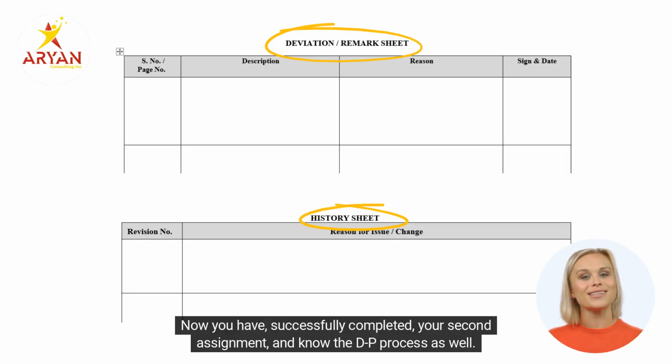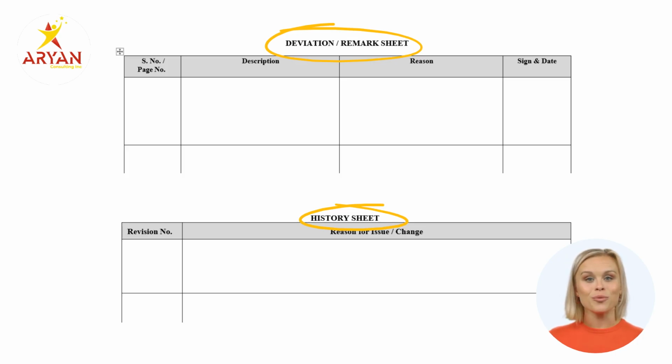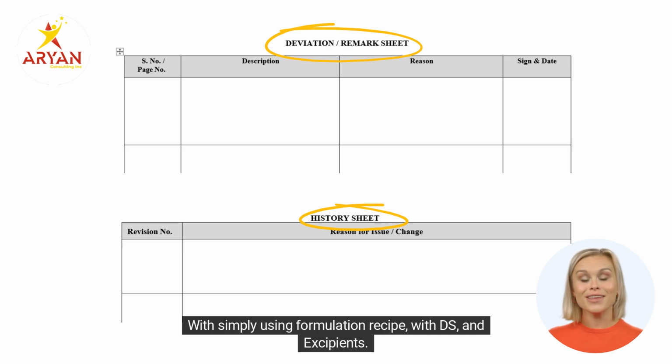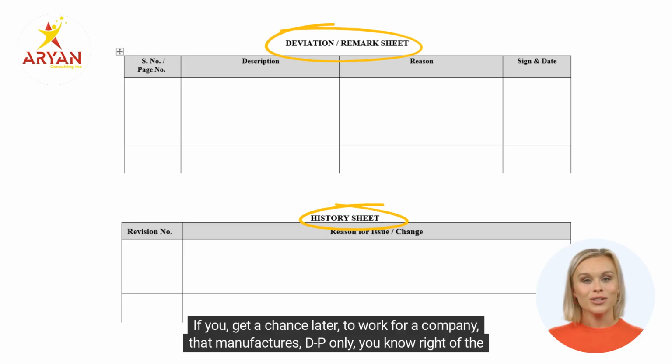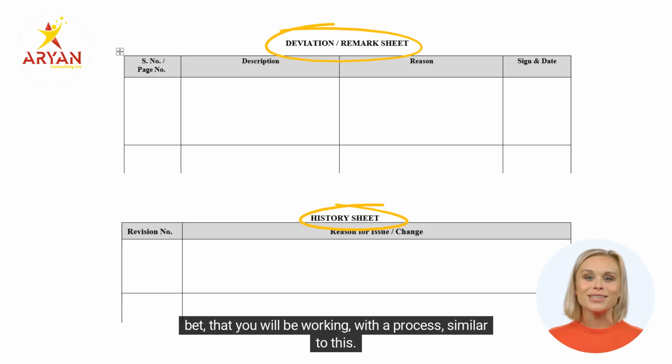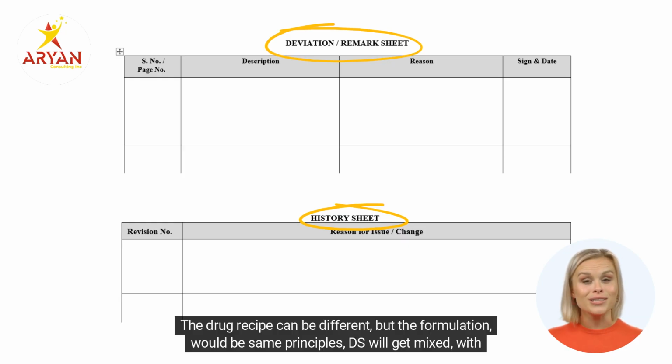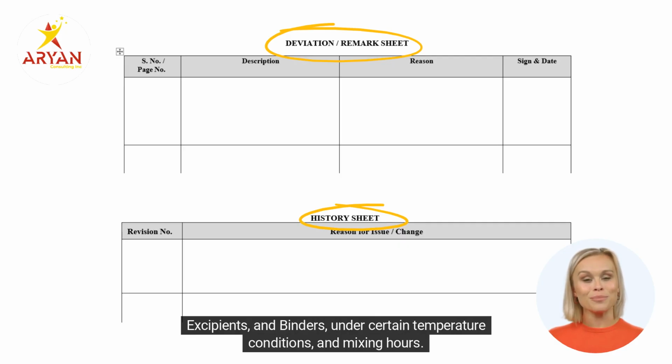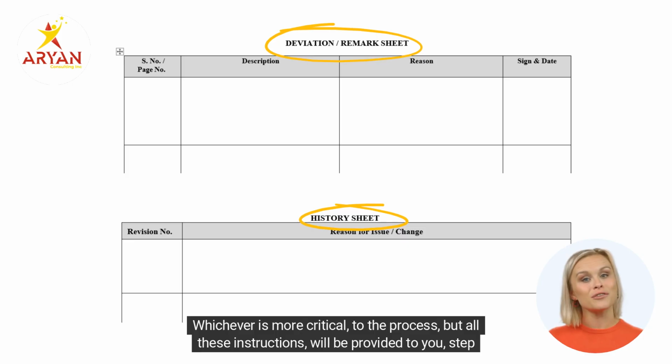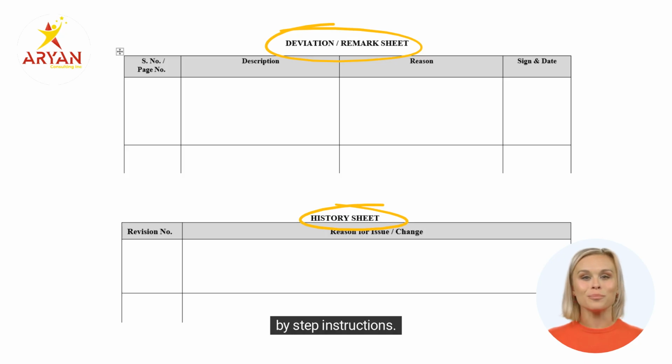Now you have successfully completed your second assignment and know the DP process as well, simply using a formulation recipe with DS and excipients. If you get a chance later to work for a company that manufactures DP only, you know right off the bat that you will be working with a process similar to this. The drug recipe can be different, but the formulation would be the same principles. DS will get mixed with excipients and binders under certain temperature conditions and mixing hours, whichever is more critical to the process, but all these instructions will be provided to you as step-by-step instructions.